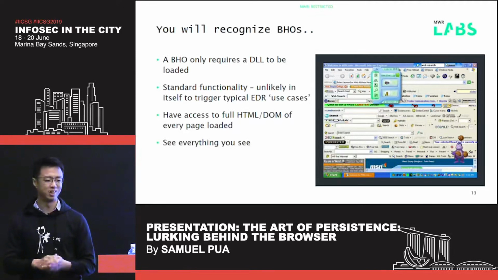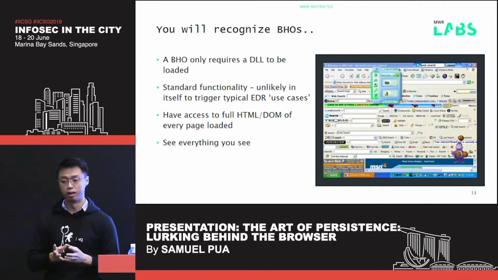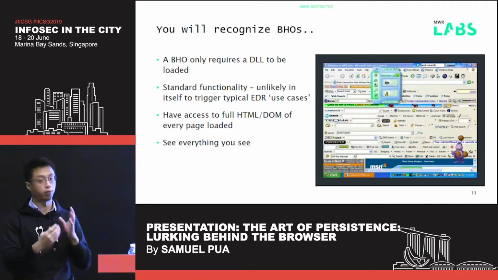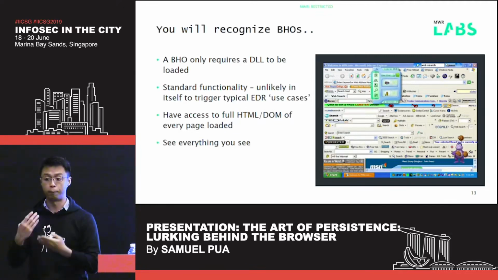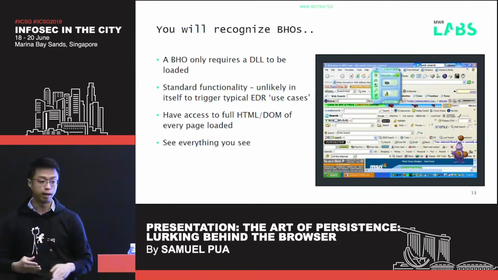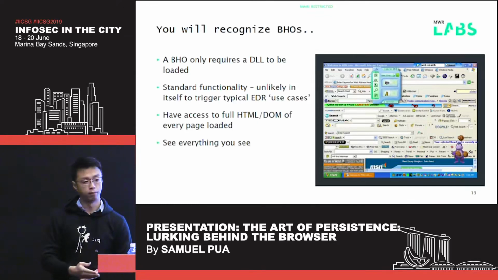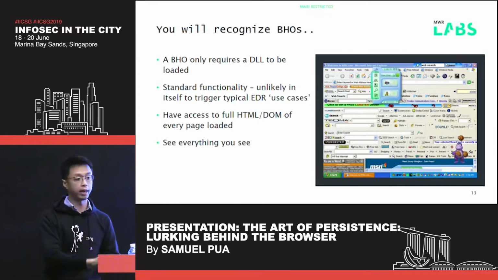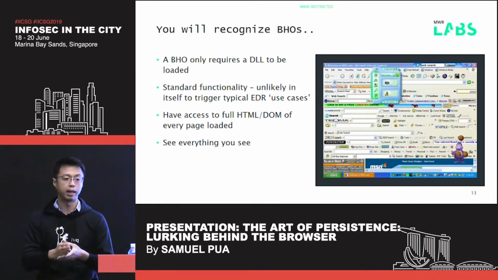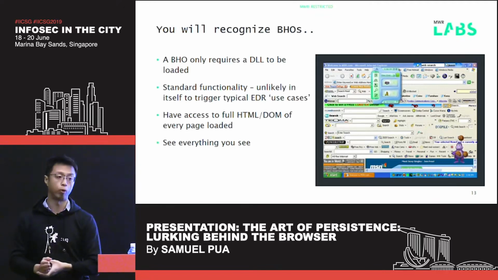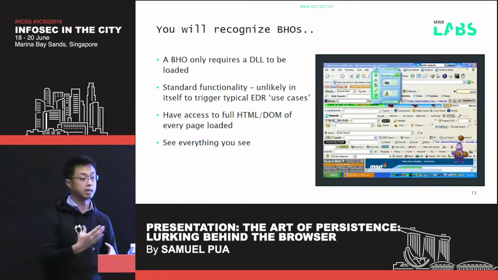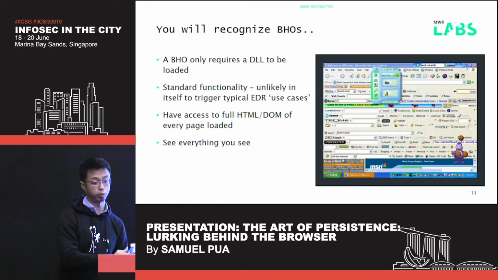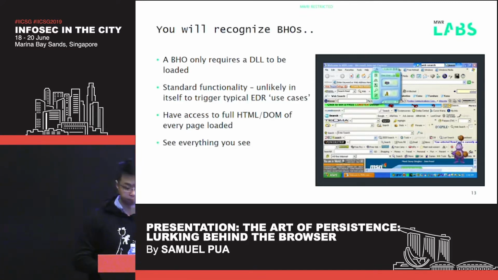It also has full access to the HTML. So it has access to the full HTML as well as the DOM of the page that you are visiting. This means that if you are surfing any web app, for example, you'll be able to see everything there. And if you are visiting any web app that contains secrets that we want to obtain, we'll be able to easily exfiltrate them through Internet Explorer as well. Essentially, it sees everything you see.